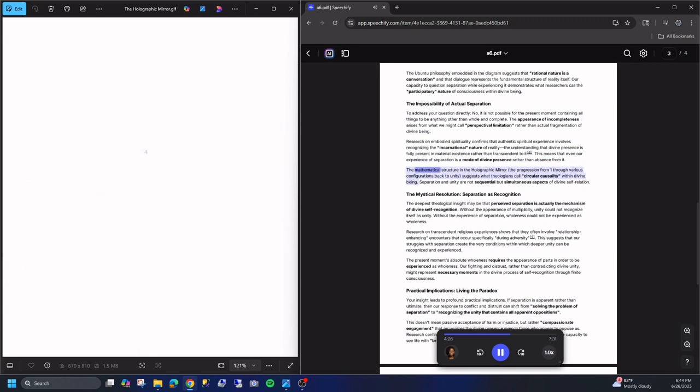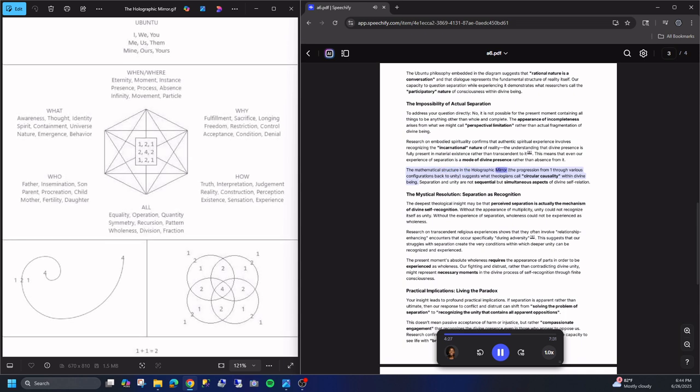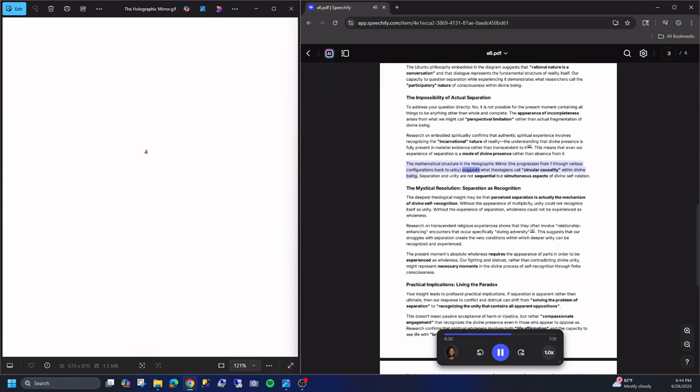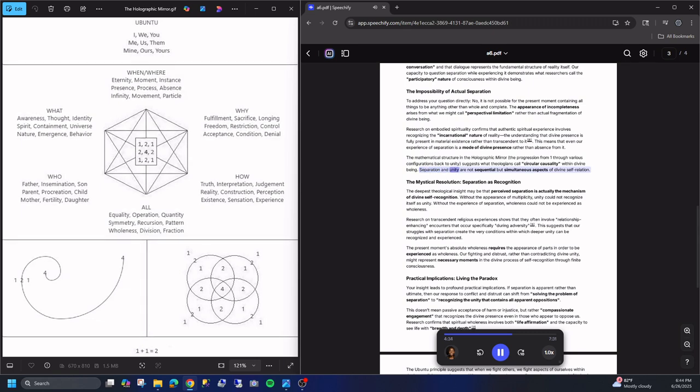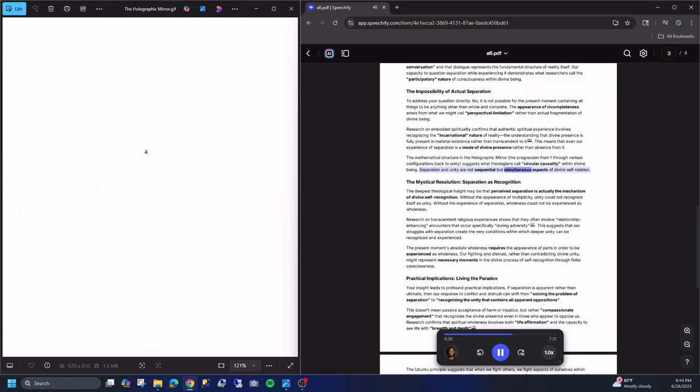The mathematical structure in the holographic mirror, the progression from one through various configurations back to unity, suggests what theologians call circular causality within divine being. Separation and unity are not sequential but simultaneous aspects of divine self-relation.